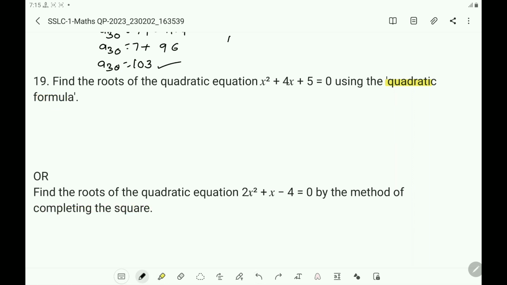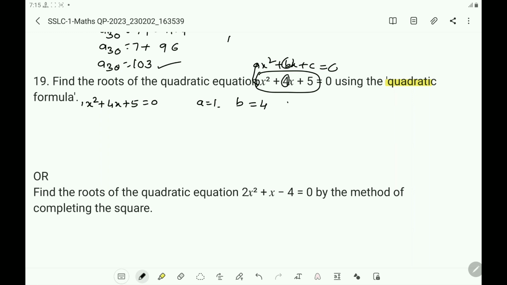Now take this quadratic equation x square plus 4x plus 5 equals 0. Here you find the value of a, b, c. You know that it is in the form of ax square plus bx plus c equals 0. And a means the coefficient of x square, here 1. So you write a equals 1. And b is the coefficient of x. Here b is 4 and c is the constant, c is here 5.